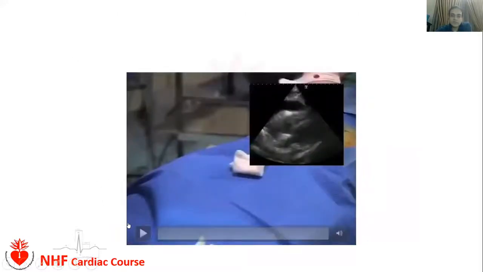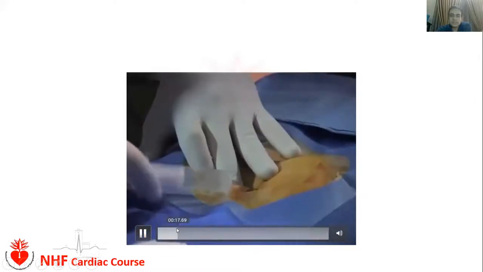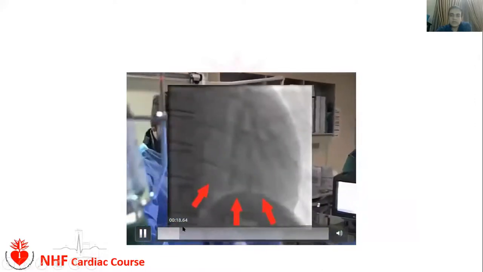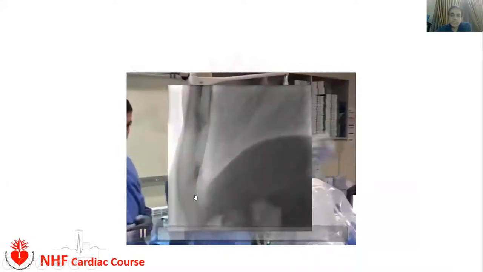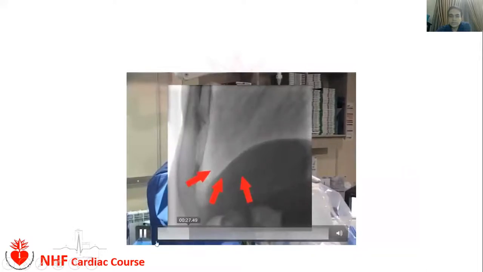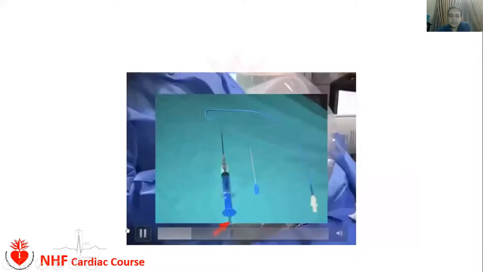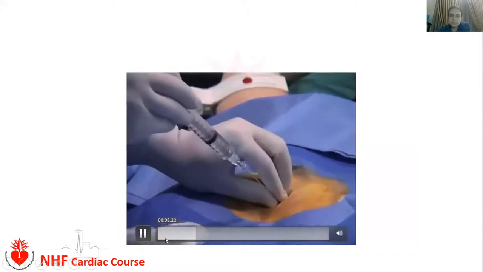And when we want to do it under fluoroscopy guidance, you can see we are doing local injection. This is our target region where we are going to put in the needle. And in lateral view, it's even easier. This is where we are going to put in our needle. And in the next frame, you will see these are the instruments. We all know here goes the needle.